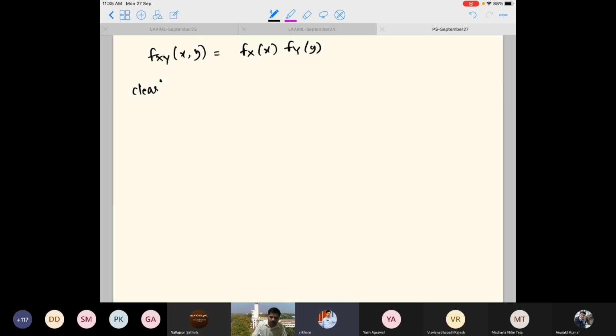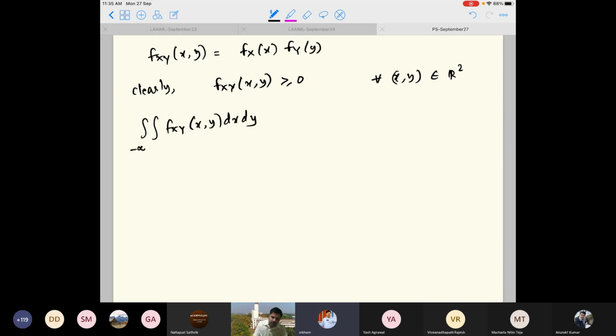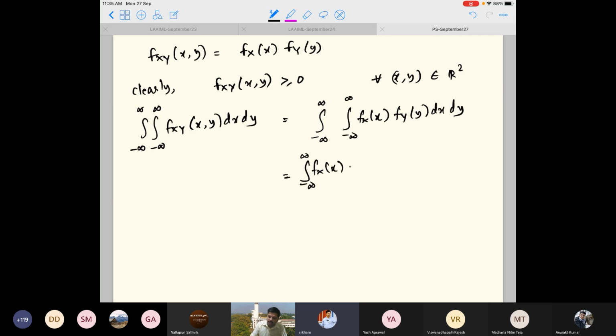So clearly the conditions for this PDF are that it should be a non-negative function for every x, y. That is true because you are taking the product of two non-negative functions. And what will be this double integral of f of xy dx dy, from minus infinity to infinity? That is what you want. Because you have defined f of xy in this way, fx(x) fy(y) dx dy, this will be the integral from minus infinity to infinity of fx(x) dx times the integral from minus infinity to infinity of fy(y) dy, which will be equal to 1 times 1, which is equal to 1.